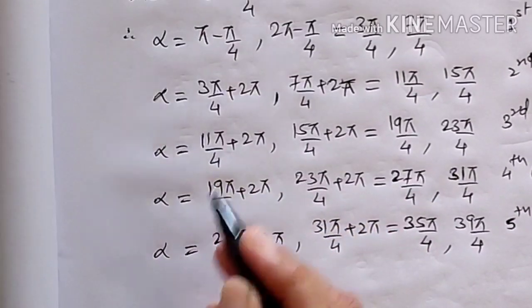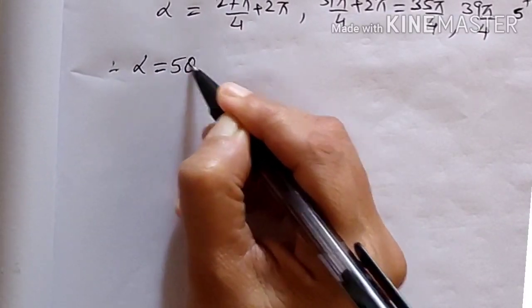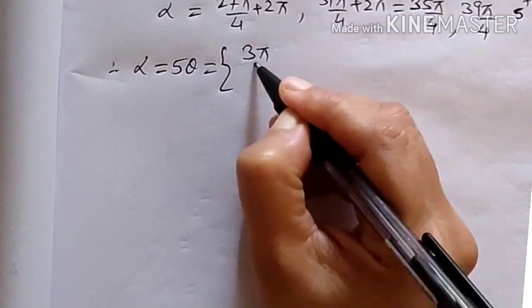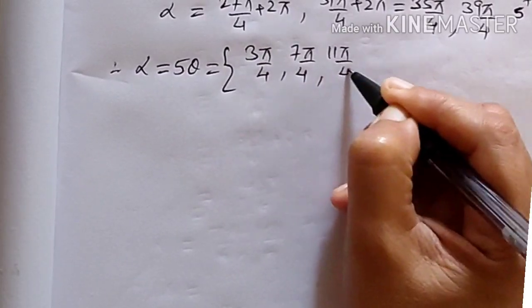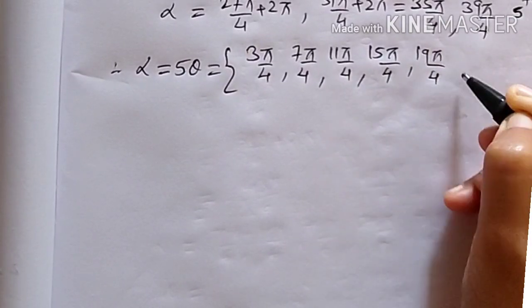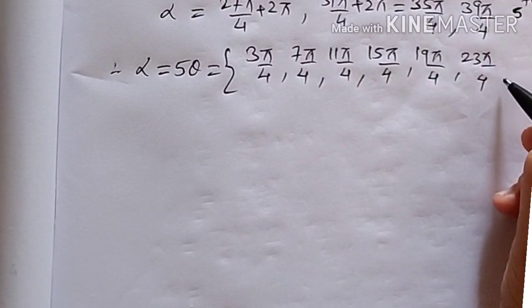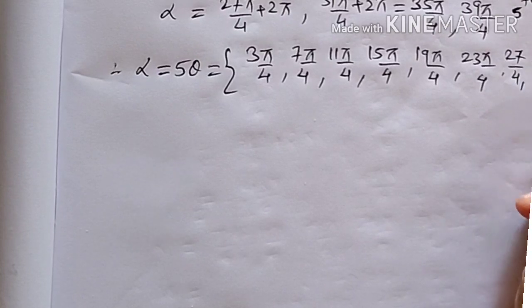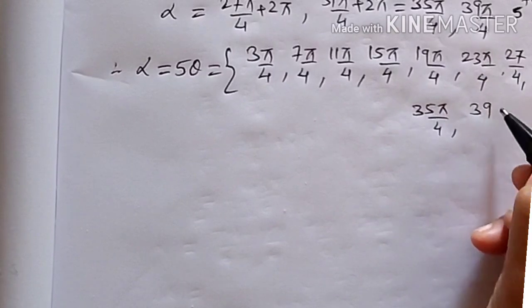Therefore, alpha can take all these values. Therefore, alpha, that is equal to 5 theta, can take all these values. Let's list them: 3 pi by 4, 7 pi by 4, 11 pi by 4, 15 pi by 4, 19 pi by 4, 23 pi by 4, 27 pi by 4, 31 pi by 4. We have two more, 35 pi by 4, 39 pi by 4.